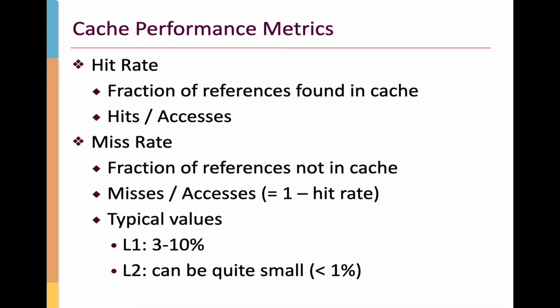The typical values for these things can be really quite small, so the miss rate in L1 cache can be as low as somewhere between 3 and 10%. Not super great, but by the time you get out to L2 cache, the miss rate can be quite small, like under 1%, which means that 99% of your cache accesses are going to be hits.